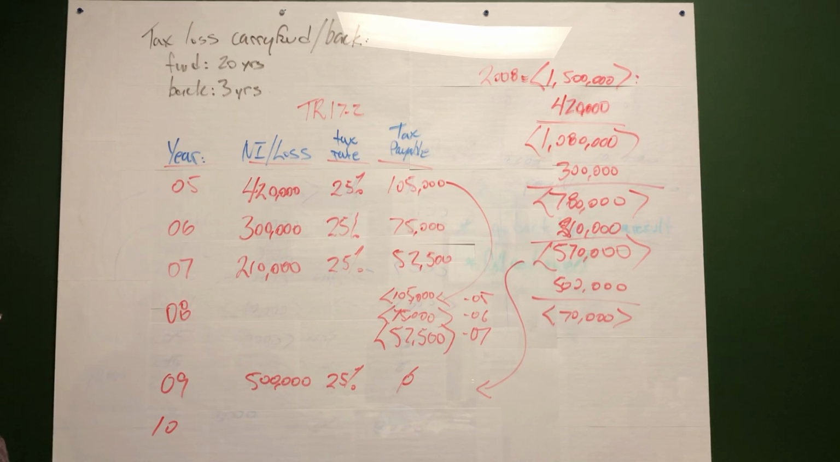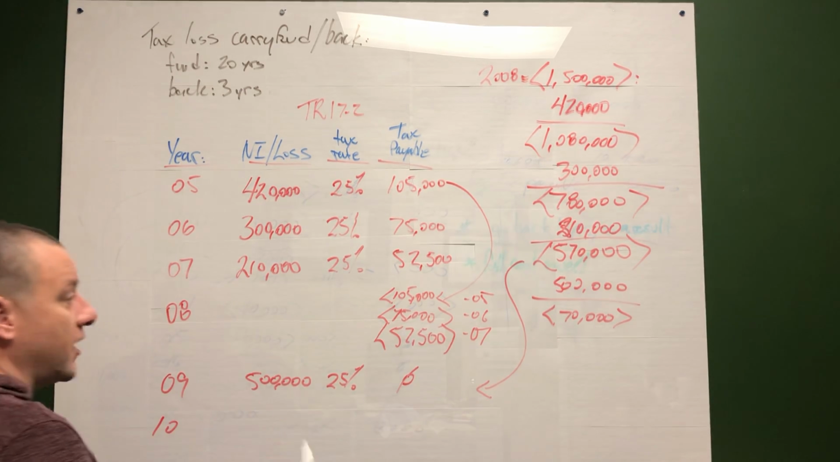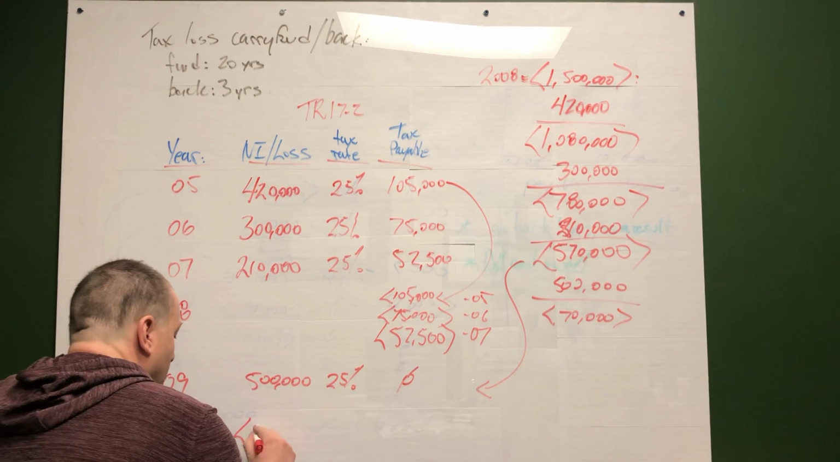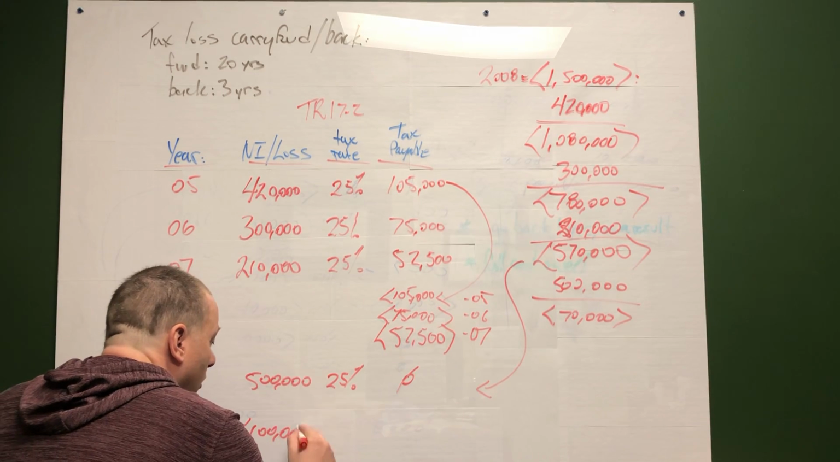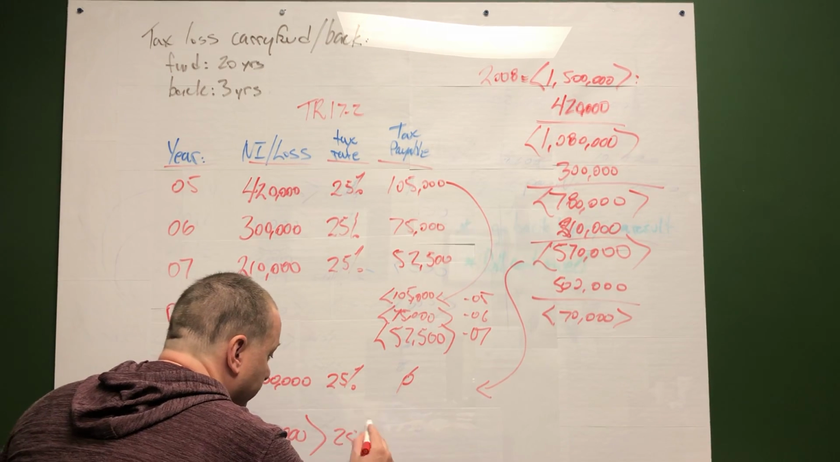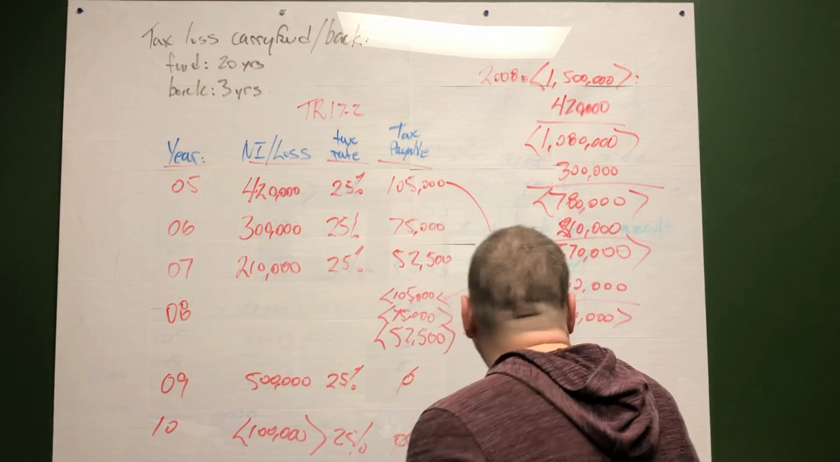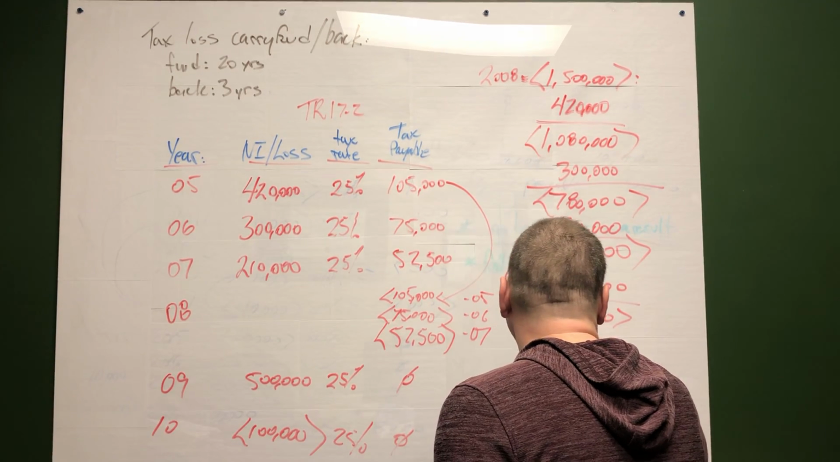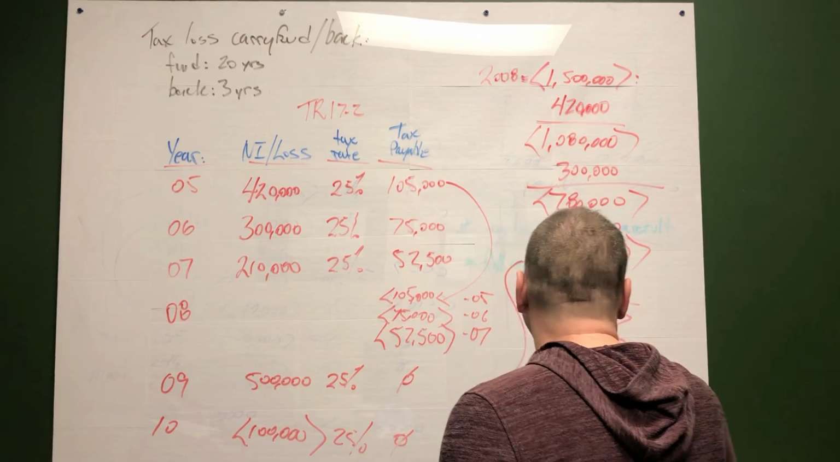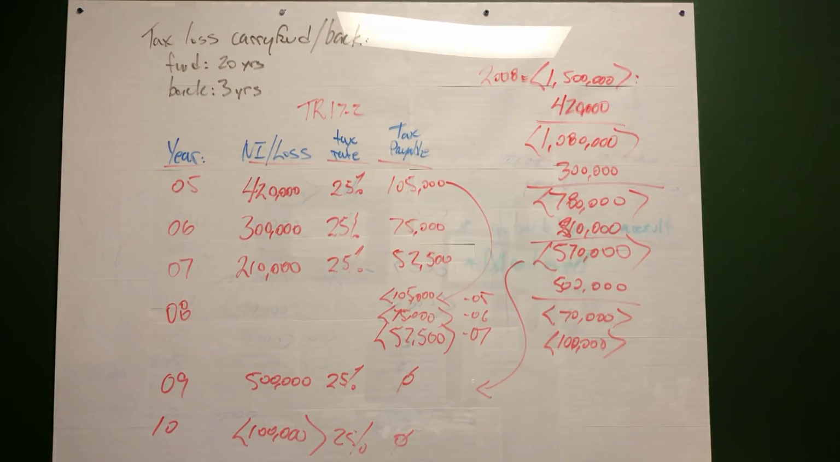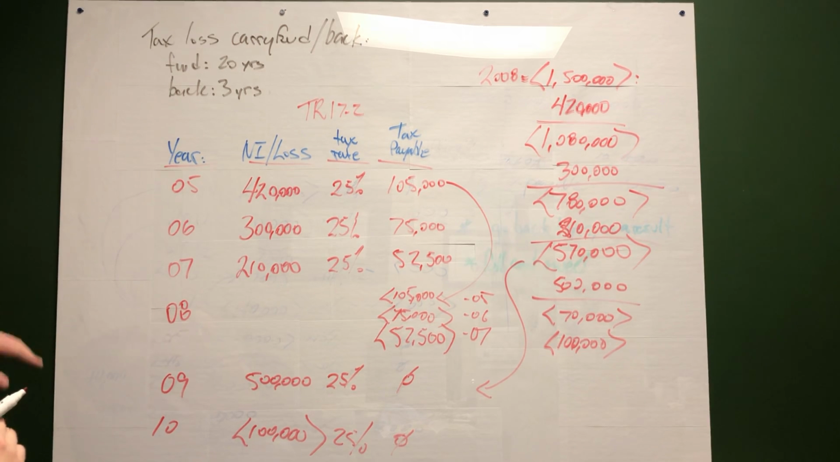In 2010, let's just say we lost another $100,000. All we're gonna do there is we're not gonna pay any 25% tax. So all we're doing there is we're adding in the net loss. So now we're gonna get to carry forward another $100,000. Okay. Now, we have to always track going back 3 years.